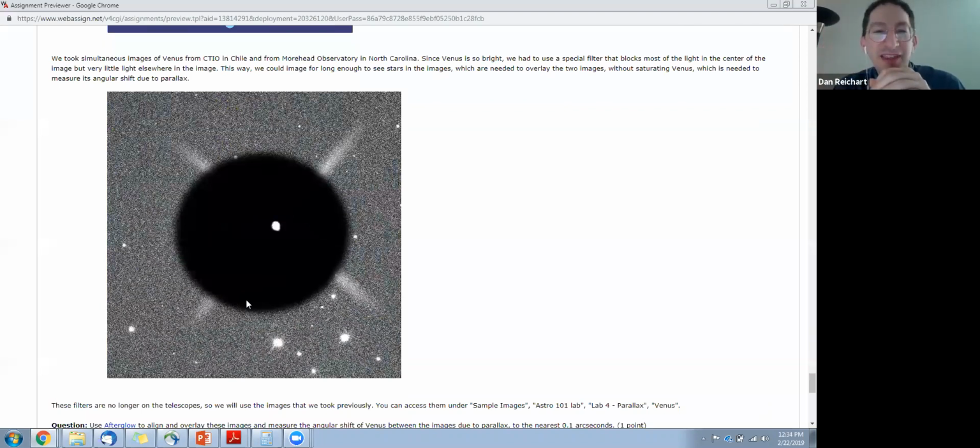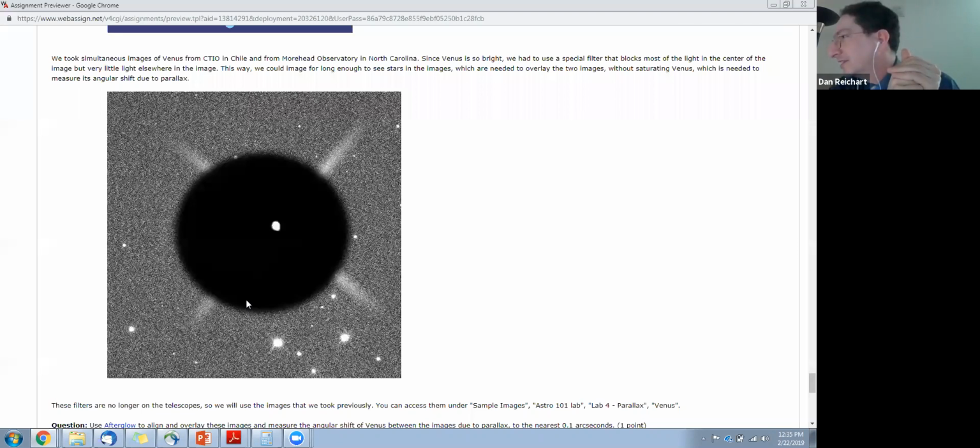And so what we tell the students, and I'll be honest with you, but I'll lie first, what we tell the students is we got these special filters made that are neutral density in the center, block out most of the light in the center, but leave the rest. So you can have background stars and an unsaturated Venus.